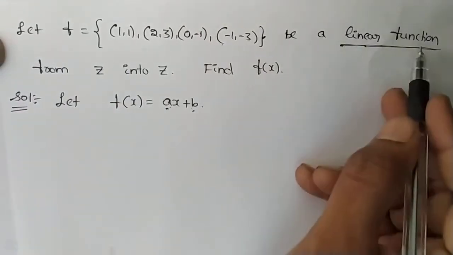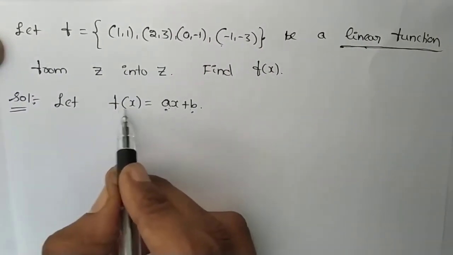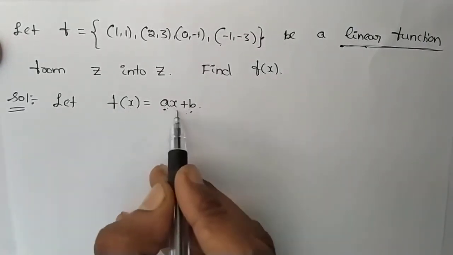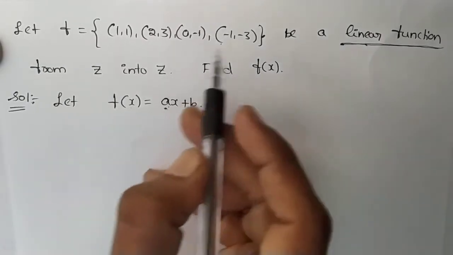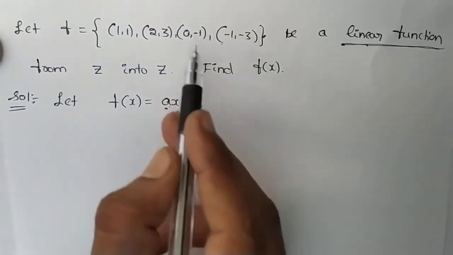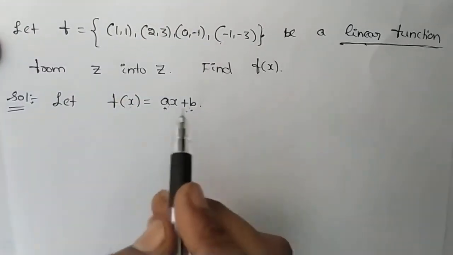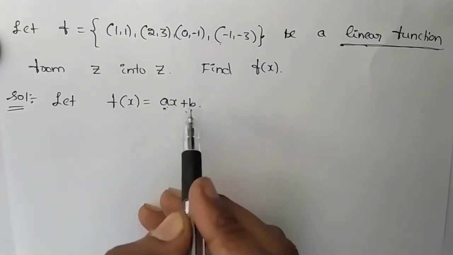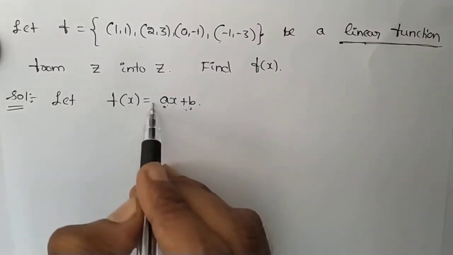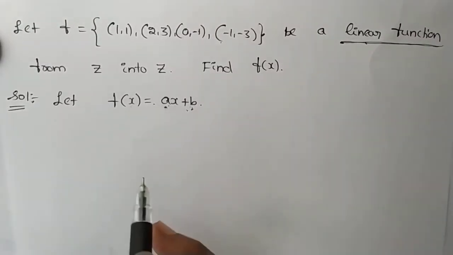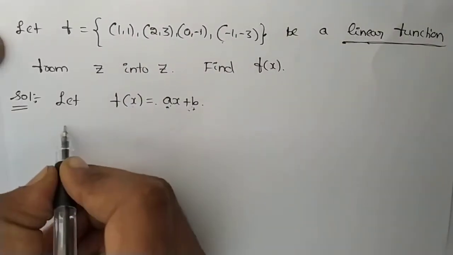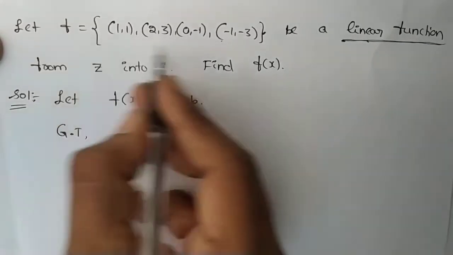Once again, f of x equals ax plus b is a linear function. By using the given function f equals {(1, 1), (2, 3), (0, -1), (-1, -3)}, we have to find the values a and b. After that, we have to substitute those values of a and b in this linear function, and that is the required linear function for this question. Do you understand? Now, write down the given function.